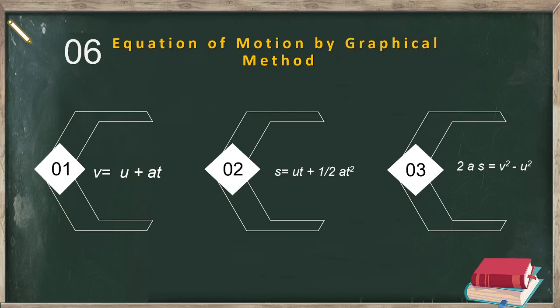Let us go for the next concept, equation of motion by graphical method. When an object moves along a straight line with a uniform acceleration, it is possible to relate its velocity, acceleration during motion, and the distance covered by it in a certain time interval by a set of equations known as equations of motion. There are three such equations. These are v = u + at, s = ut + 1/2 at², 2as = v² - u², where u is the initial velocity of the object which moves with a uniform acceleration for time t, v is the final velocity and s is the distance travelled by the object in time t.